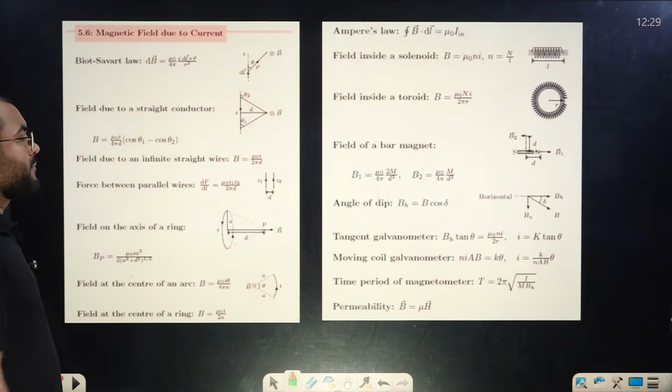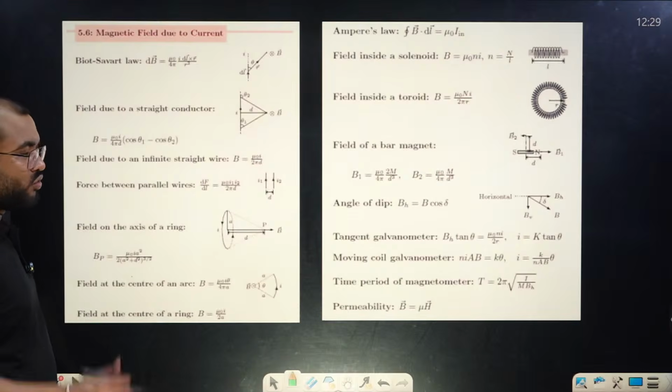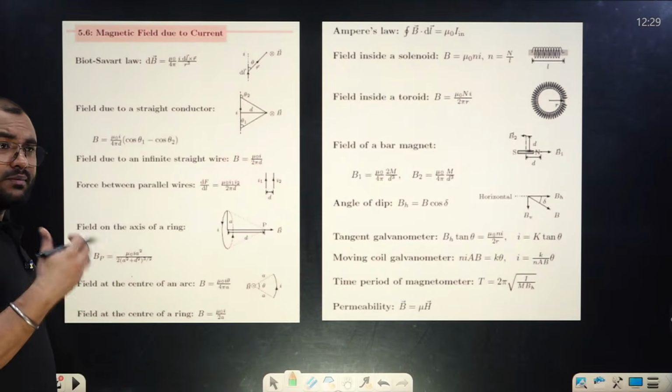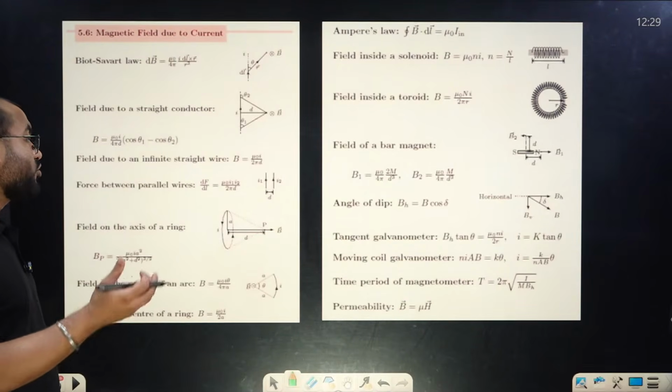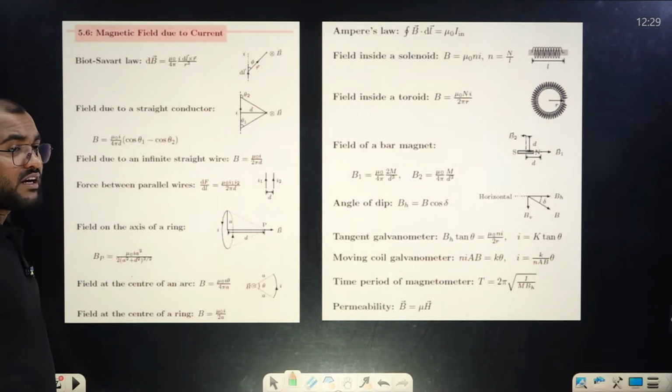Field due to the infinite straight wire, μ₀I/2πD. पैरेलल वायर्स के बीच में अगर आपको फोर्स पता करनी है, दो वायर्स हैं, उसमें करंट कैरी कर रहा है, मैग्नेटिक फील्ड क्रिएट हो रही है, तो दो वायर्स के बीच में आपस में कितना मैग्नेटिक फोर्स लगेगा, that should also be remembered.